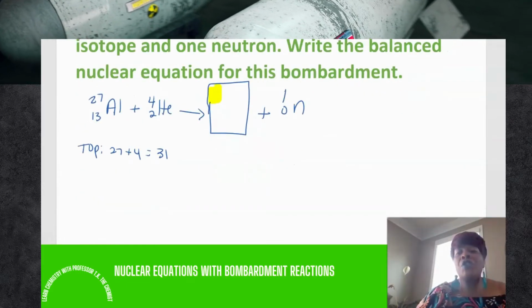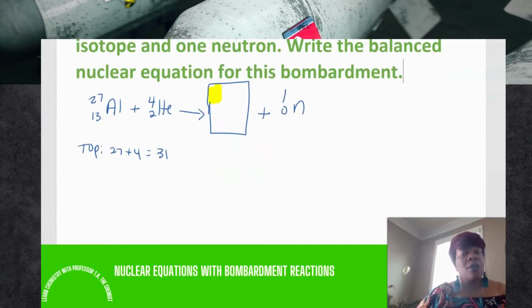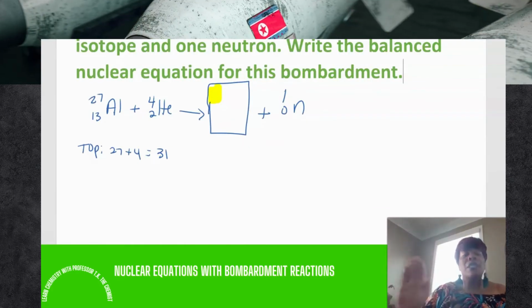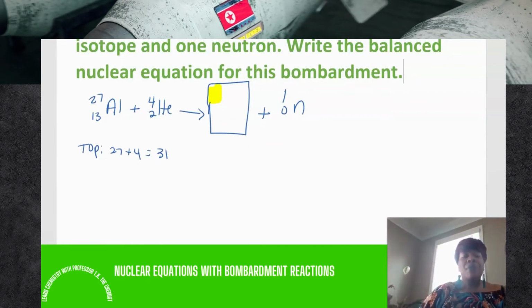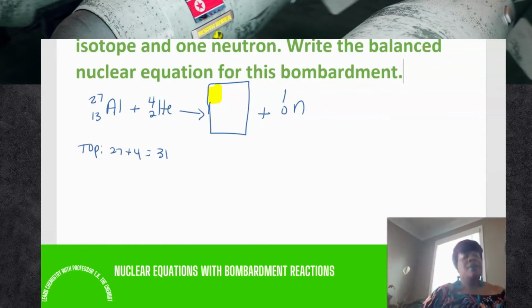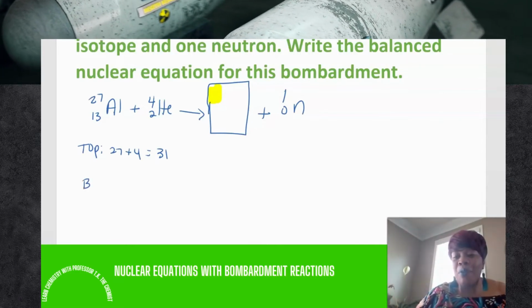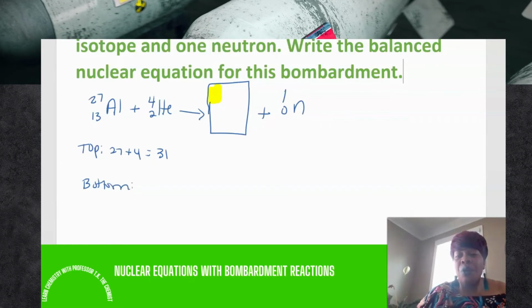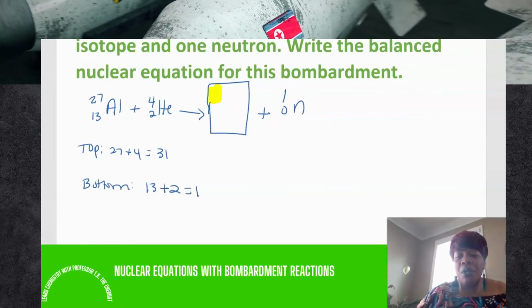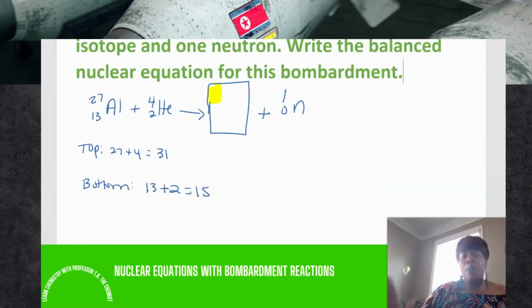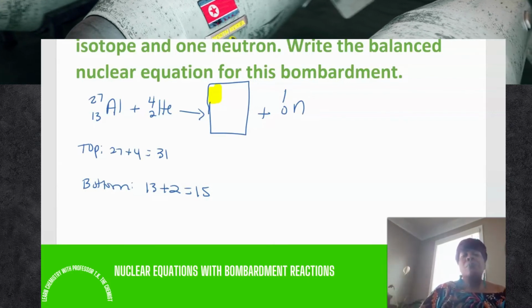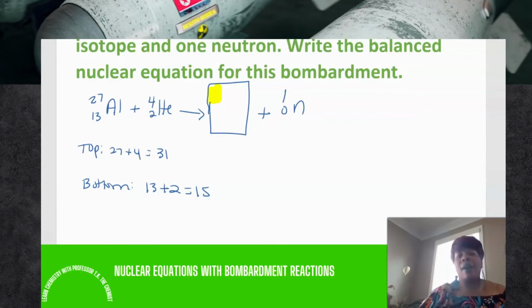What we have here is 27 plus 4 gives us 31. So remember, whatever you have on the left-hand side is going to have to equal what's on the right-hand side. Okay? Keep that thought in mind. Now, for the bottom number, same thing. We're going to say 13 plus 2, that's equal to 15. So remember, whatever you have on the left-hand side must equal the same thing on the right-hand side.